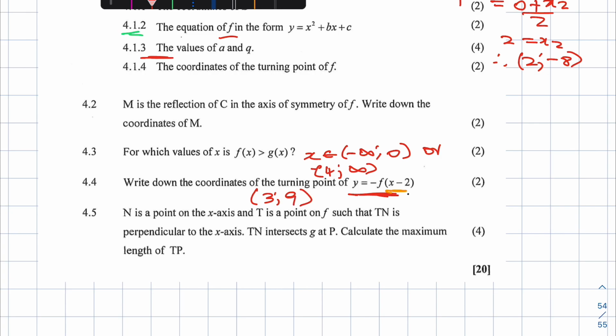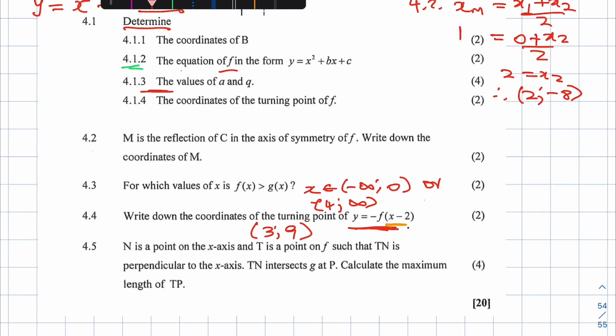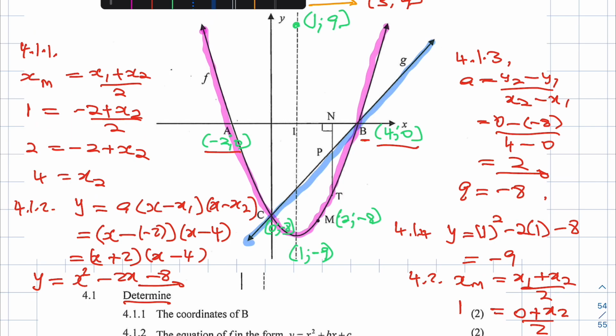Last question. N is a point on the x-axis and T is a point on f such that TN is perpendicular to the x-axis. And TN intersects g at point P. Calculate the maximum length of TP. So this is P, that is T. Basically, we are looking for the maximum length of TP. And we know that P is on the blue graph, the straight line graph, and T is on the parabola graph. So we're just going to say the straight line minus parabola graph.